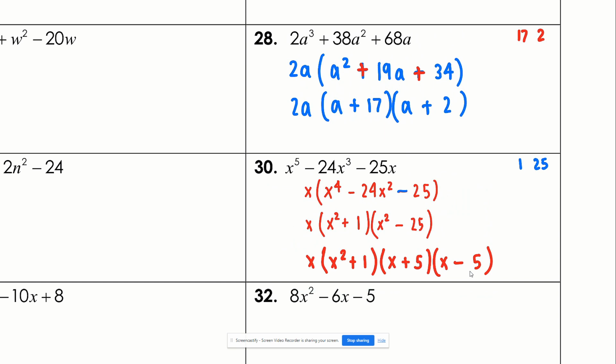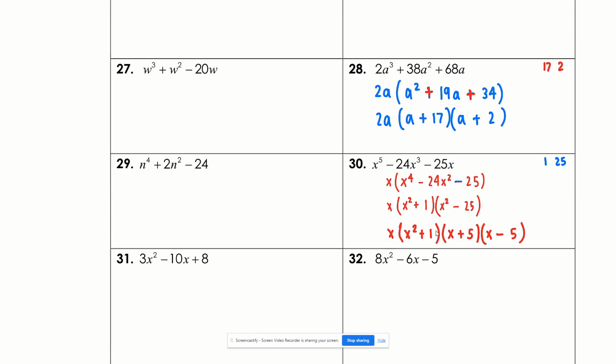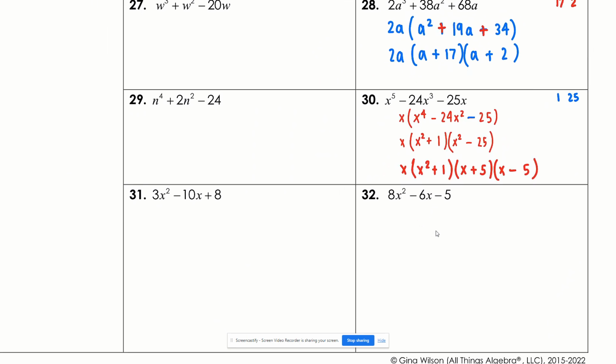Because a lot of times you'll do the right thing and you'll get it to a certain point and then you stop, and it can go further. Like this one did. This went further because it was difference of squares. So just be diligent to check that, okay?